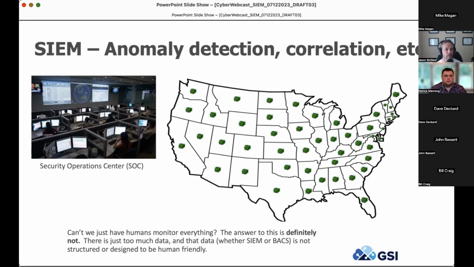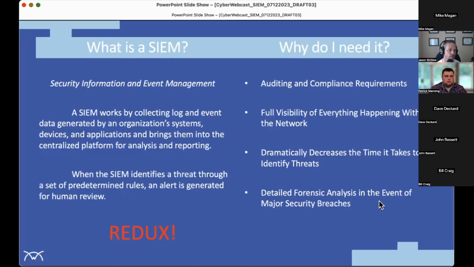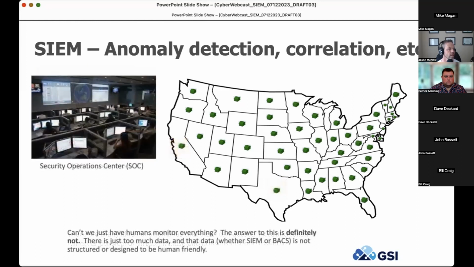So we're going to talk about anomaly detection and correlation. Next slide. So there's a lot of different, go back one. How did we end up on this one again? Okay. So there's a lot of different anomalies that a SIEM can detect. Go back to the slide with the rabbit, please.